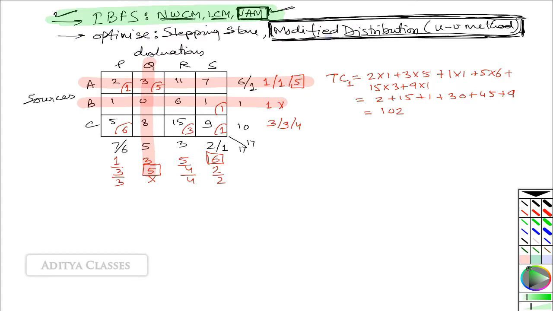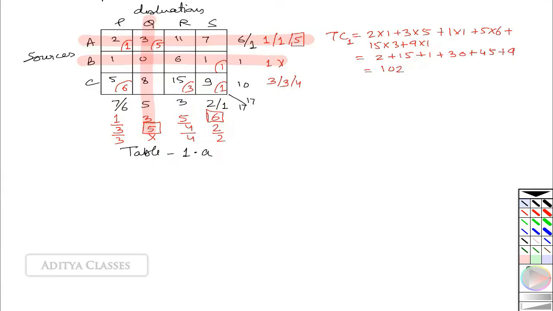Now when we go in for optimization, there will be a lot more tables. If it were only an IBFS, this is my solution and we are done with it. But when we go for optimization, there will be a lot more tables. So I need to give them some meaningful names. So let me give this table a name, table 1.A. This 1 is indicating that it is first stage, A is indicating that it is first table of first stage.